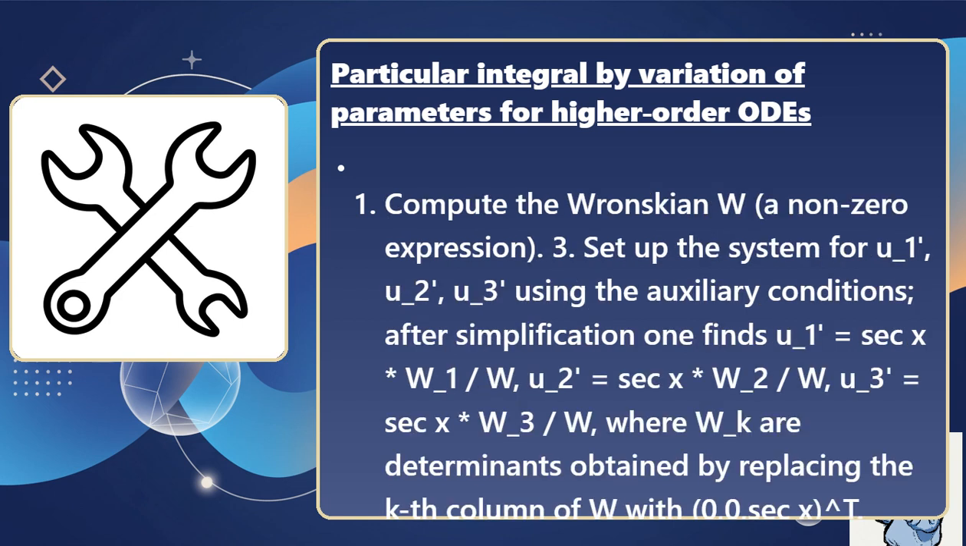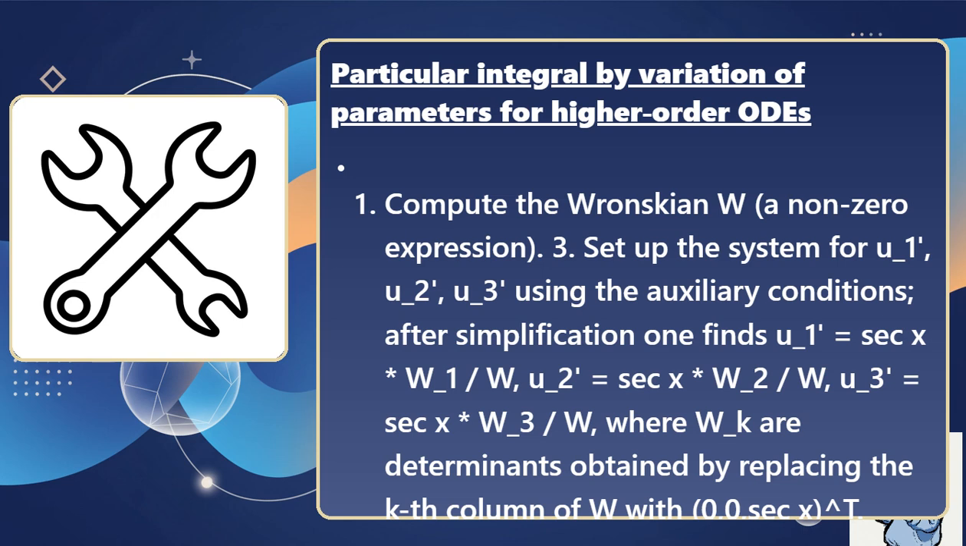Step 2. Compute the Wronskian W, a non-zero expression. Step 3. Set up the system for u_1', u_2', u_3' using the auxiliary conditions. After simplification, one finds u_1' equals sec x times W_1 divided by W, u_2' equals sec x times W_2 divided by W, and u_3' equals sec x times W_3 divided by W, where W_k are determinants obtained by replacing the kth column of W with the vector (0, 0, sec x).